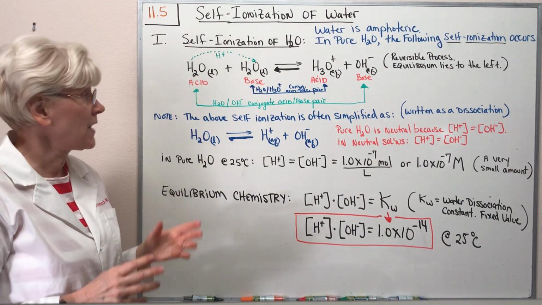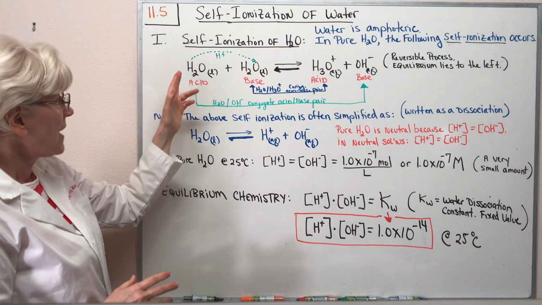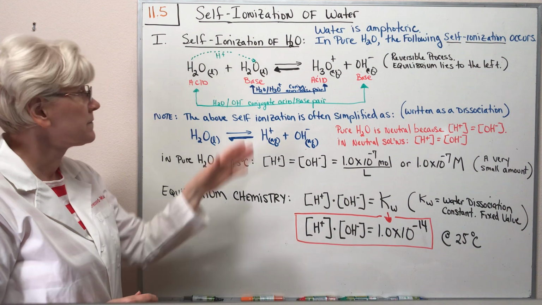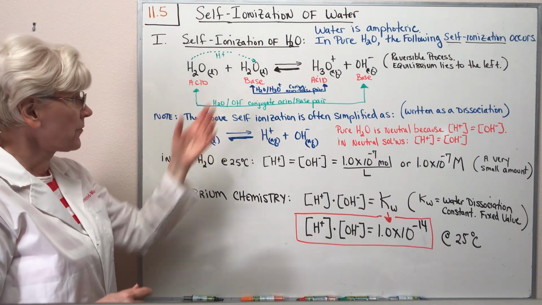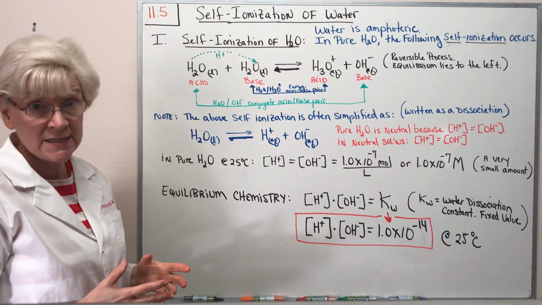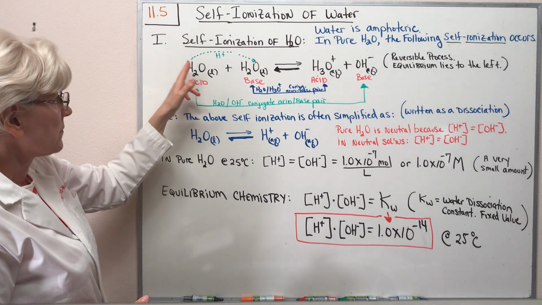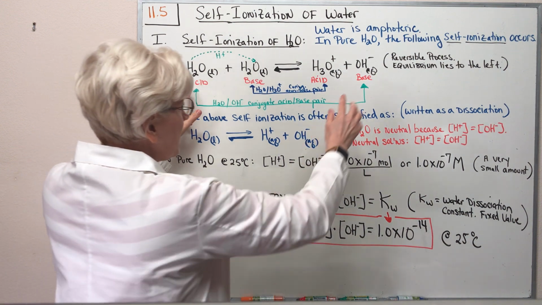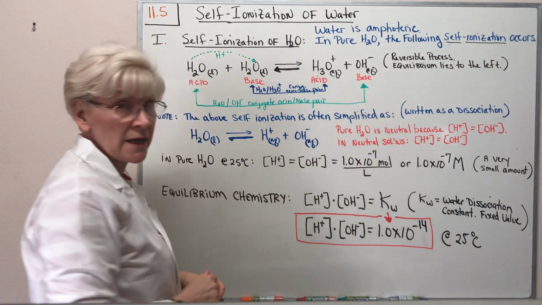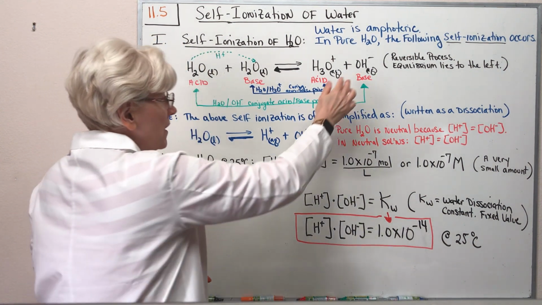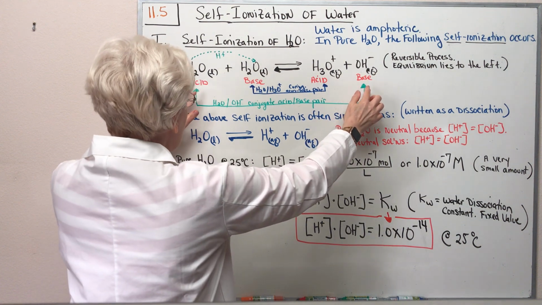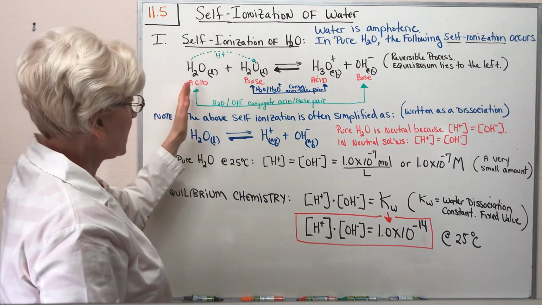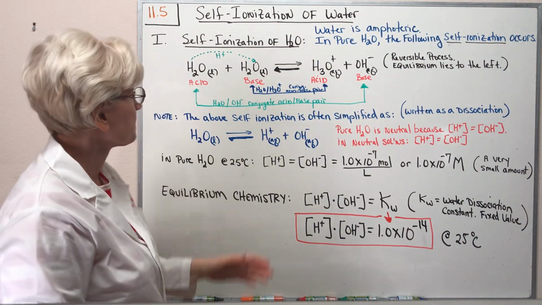One water molecule acts like an acid and donates its hydrogen ion to a second water molecule, which acts as a base, referring to Bronsted-Lowry acid-base theory. When one water molecule acts like an acid, donating its hydrogen ion, it converts into the hydroxide ion, its conjugate base. So we can identify a water hydroxide conjugate acid-base pair.